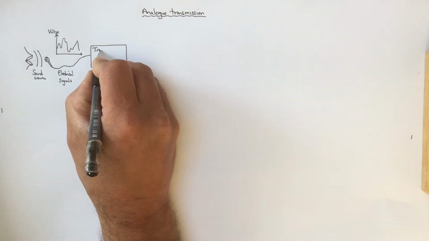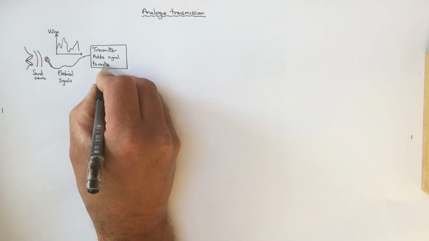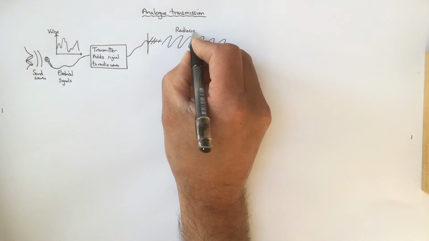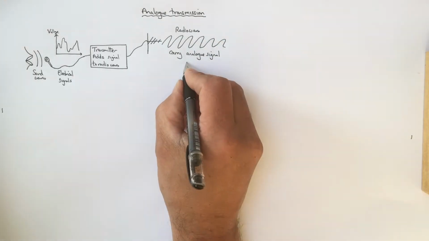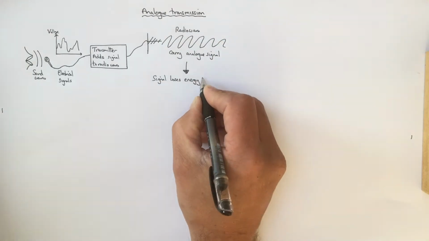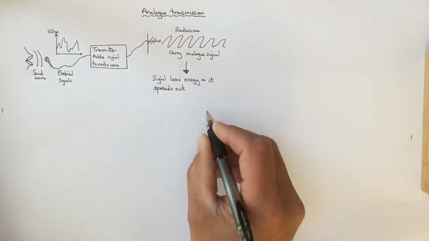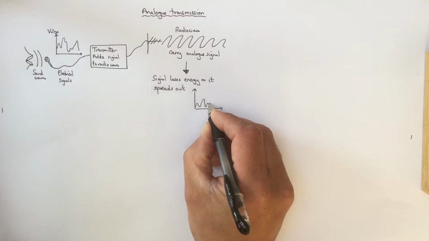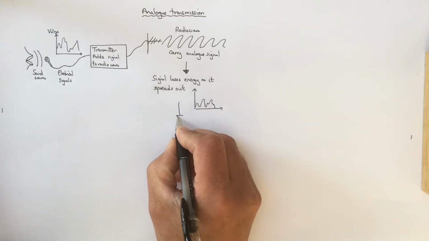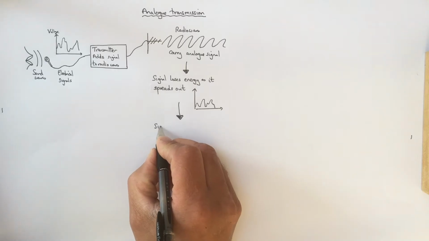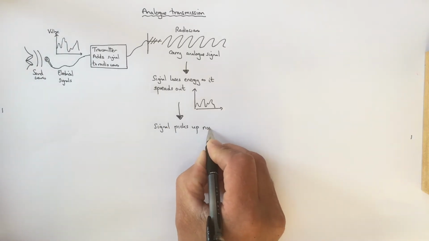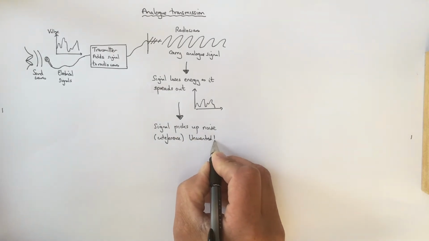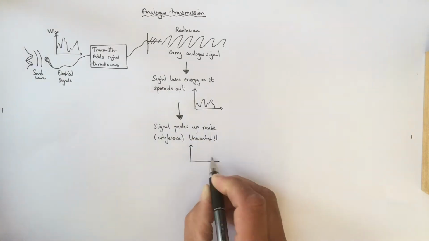The analog signal is added to radio waves and then transmitted using an aerial, and the radio waves carry this analog signal. However, as the radio waves are transmitted through the air, they spread out, and so the signal loses energy and its amplitude is reduced. Unfortunately, as the radio waves are transmitted, they also pick up interference, which is called noise. And as you can see, this is added to the original signal that you are transmitting.